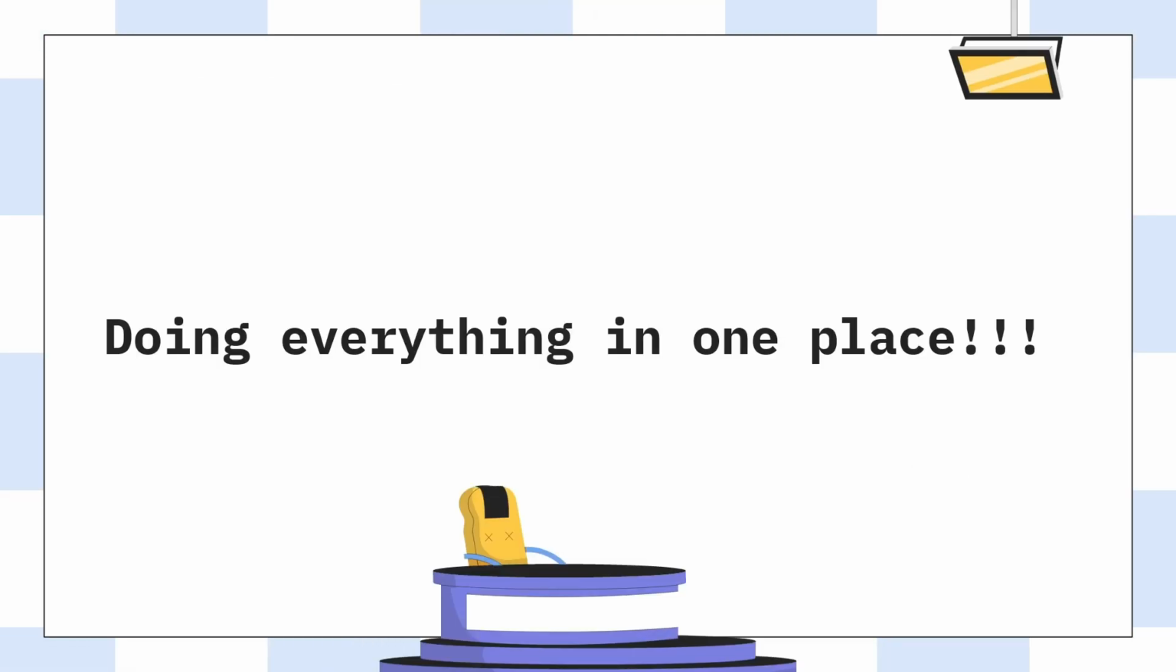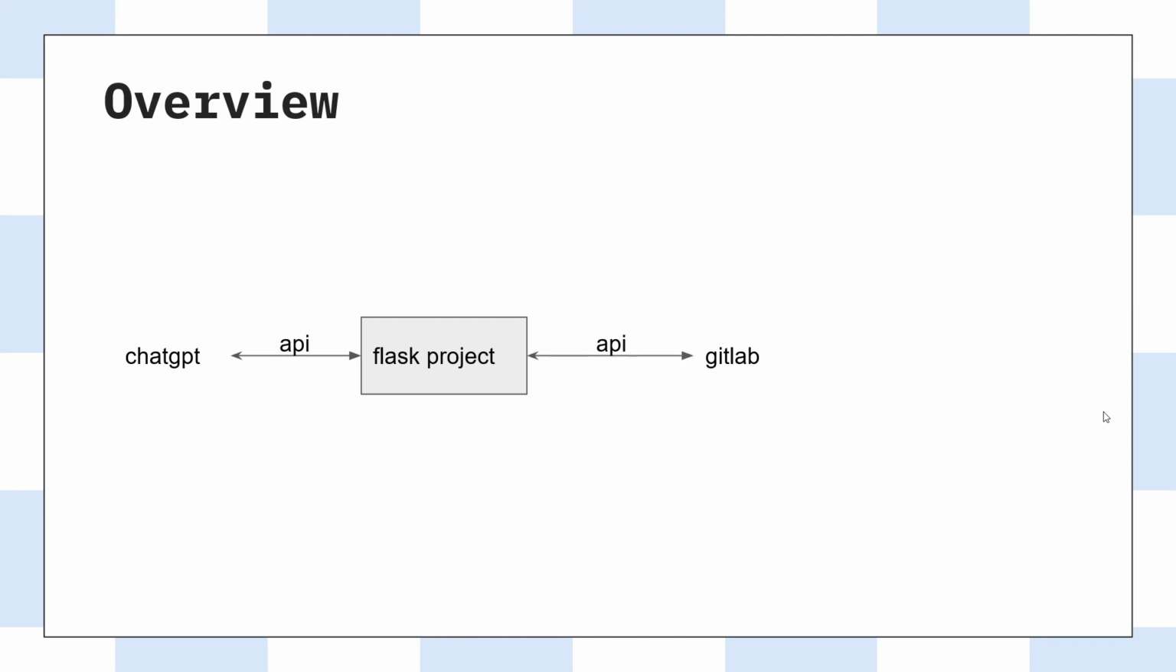Let's take a look at how this project works. This project is built with Python Flask, where it uses OpenAI API to get assistance with writing articles. Then once the user is satisfied with their articles, it would get committed to GitLab using GitLab API, which then should trigger your hosting service to build your blog again.